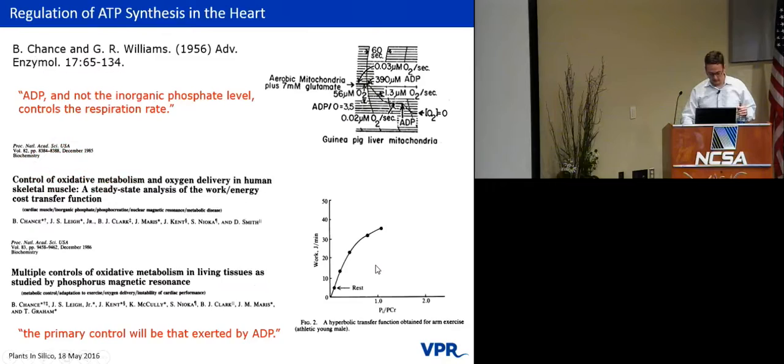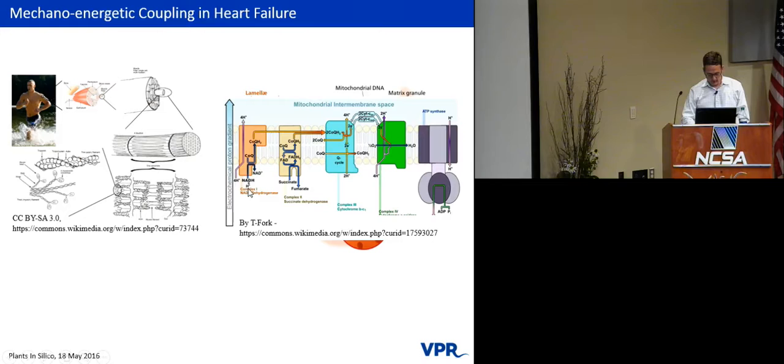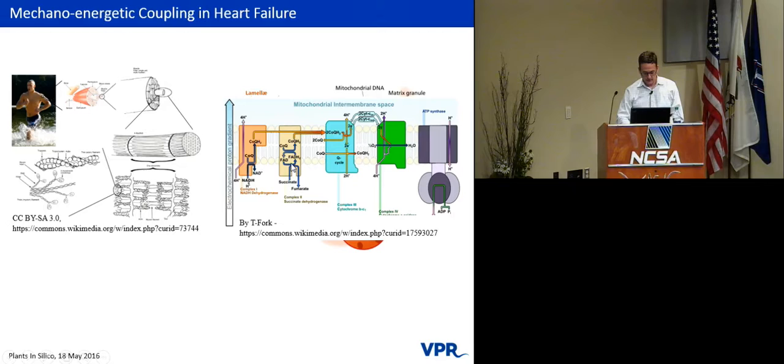I'm going to go back to my picture here. There are substrates that feed right into complex 2, and fatty acids generate FADH2. If you're generating a lot of FADH2, you're getting a lot less proton pumping per oxygen consumed.